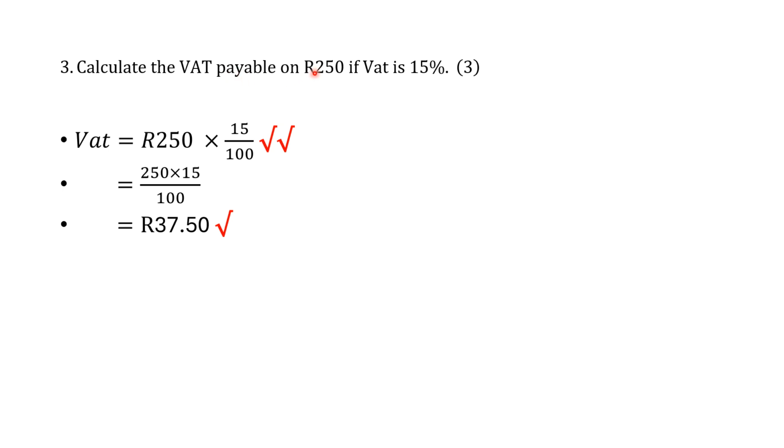Calculate the VAT payable on 250 if VAT is 15%. So my VAT would be 250 Rand times 15%, which is 15 over 100. So you see, whenever I have percent, it is over 100, so 15 over 100. And again, it becomes 250 times 15 divided by 100. So 1 mark for 15 over 100, another mark for the correct method, multiplying them. And that gives you an answer of 37 Rand 50 cents. Right? So that's 15% of 250.